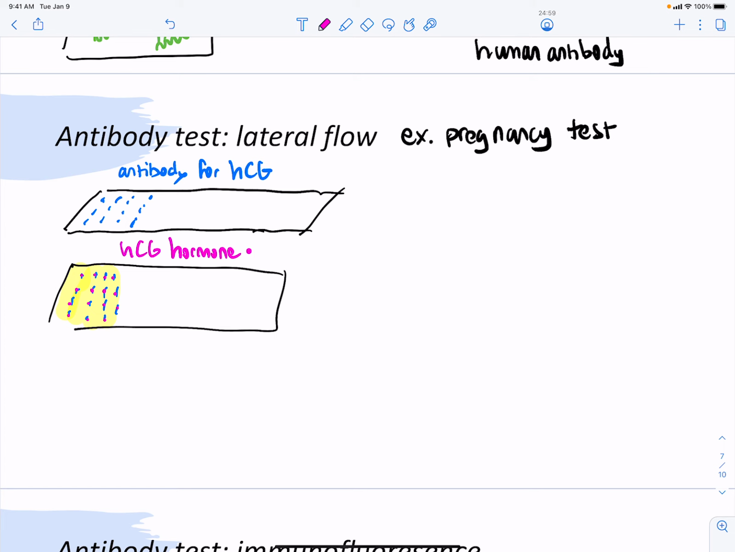And then the urine antibody mixture next reaches an area where a second antibody against a different epitope of the hormone has also been put on the surface. So we're going to have a next layer. I'll kind of draw it here. And here you're going to have another antibody.